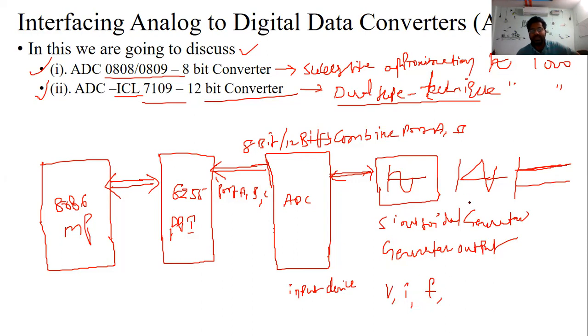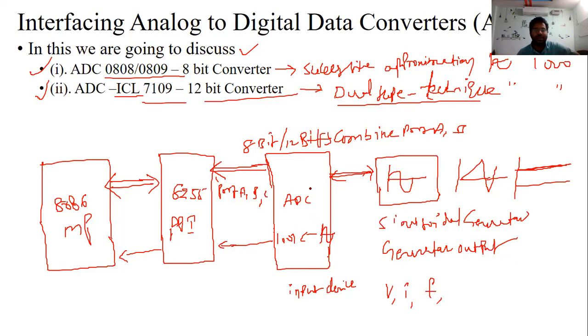For that purpose, we give this type of input to the ADC. This ADC converts this type of signal to digital values like 1001 and gives them to the 8255 PPI. Then the 8255 PPI passes them to the 8086 microprocessor. This is the process. Do you understand the process?